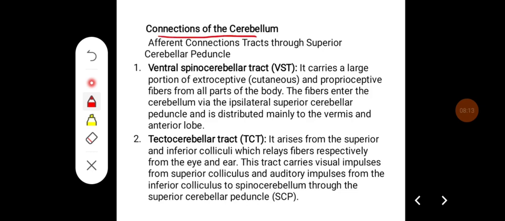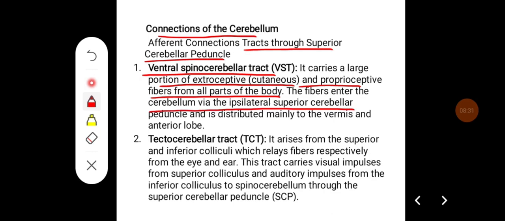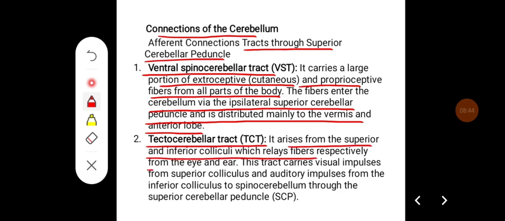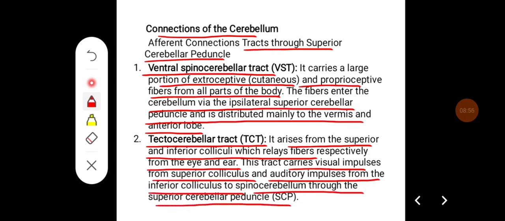Connections of cerebellum. Afferent connections tracts through the superior cerebellar peduncle. They are the ventral spinocerebellar tract. It carries a large portion of exteroceptive, that is cutaneous, and proprioceptive fibers from all the parts of the body. The fibers enter the cerebellum via the ipsilateral superior cerebellar peduncle, and it is distributed mainly to the vermis and anterior lobe. Tectocerebellar tracts arise from the superior and inferior colliculi, which relay fibers respectively from the eye and ear. This tract carries visual impulses from the superior colliculus and auditory impulses from the inferior colliculus to the spinocerebellum through the superior cerebellar peduncle.